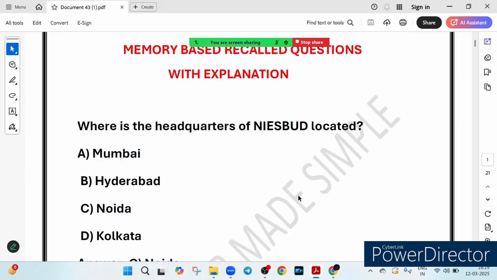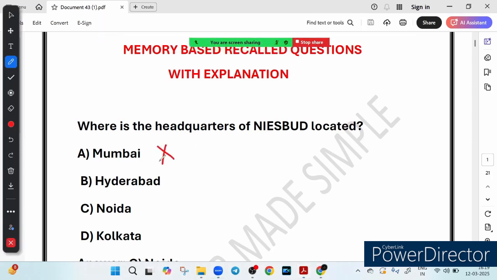Question is, where is the headquarter of NIESBUD located? First option says Mumbai. Mumbai is a financial capital of India, right? So it is home to major institutions like RBI, SEBI, BSE, but NIESBUD's headquarter is not there, right? Then Hyderabad. This is also incorrect. Hyderabad is a famous IT and pharma hub, like Google, Microsoft, TCS. So these are placed in Hyderabad, but NIESBUD is not there. Noida is the correct answer.